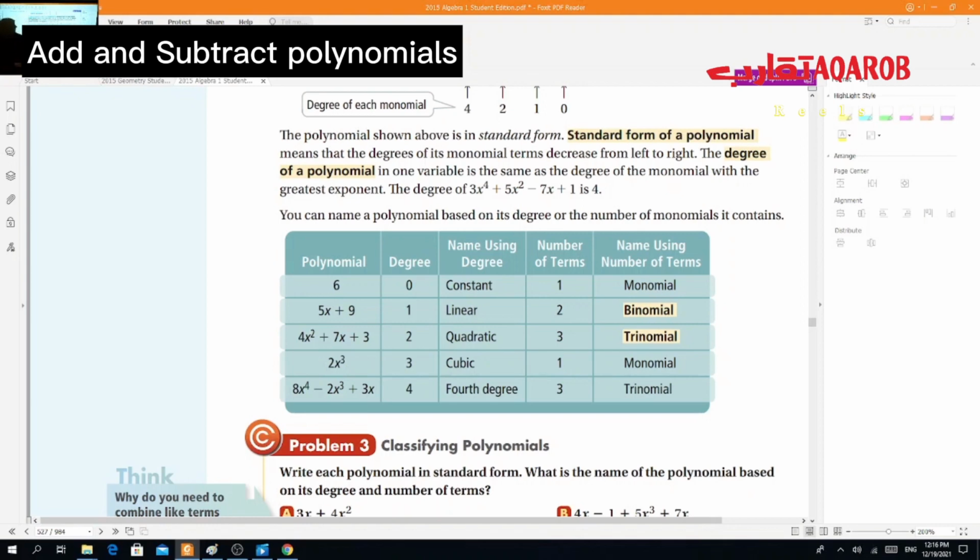As you can see here, I start from left to right, from the 4th degree, then I have quadratic, then linear, and then I go to constant, then I finish. If I want to add or subtract, I should first write them in the standard form, then line them up correctly, the 4th degree under the 4th degree, the quadratic under the quadratic, and then do addition or subtraction.